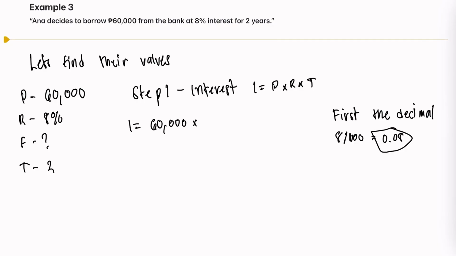So 60,000 times 0.08 is equal to 4,800. Next, let's multiply the 4,800 to the time, which is 2, is equal to 9,600. So we have our interest now.